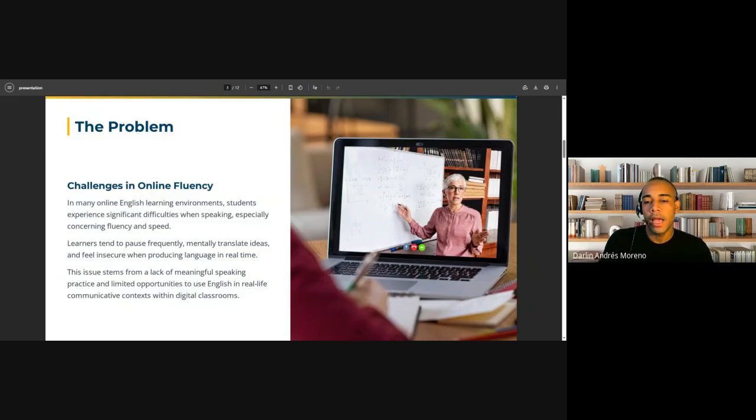So the problem that I identified is that some students struggle when they try to speak because either they talk too slow or perhaps they cannot connect the words correctly, or they have gaps in real context communication. The learners tend to pause frequently, mentally translate ideas, and feel insecure when producing language in real time. So this is why I wanted to address this problem through my research project.